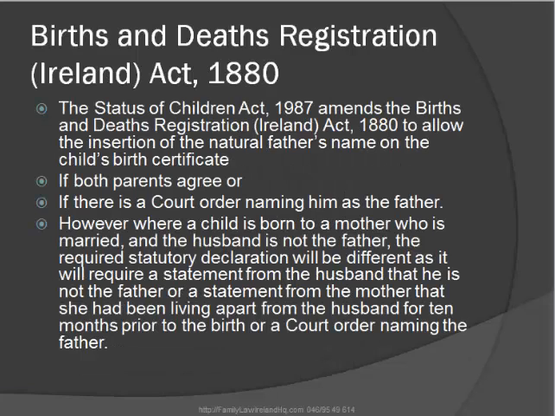The Births and Deaths Registration Ireland Act of 1880 was an important piece of legislation in this area. It has been amended by the Status of Children Act of 1987 because it allows the insertion of the natural father's name on the child's birth cert if both parents agree, or if there's a court order naming him as the father. Generally, there's no difficulty in relation to a situation where both parents agree.